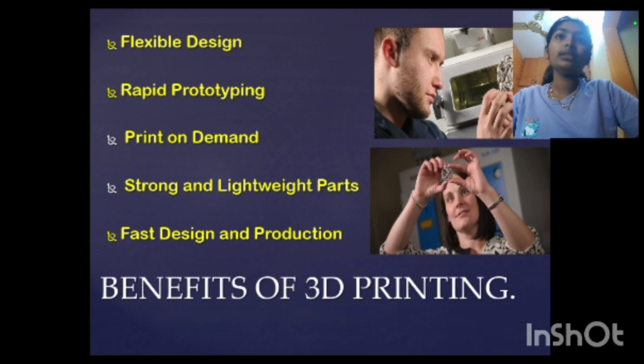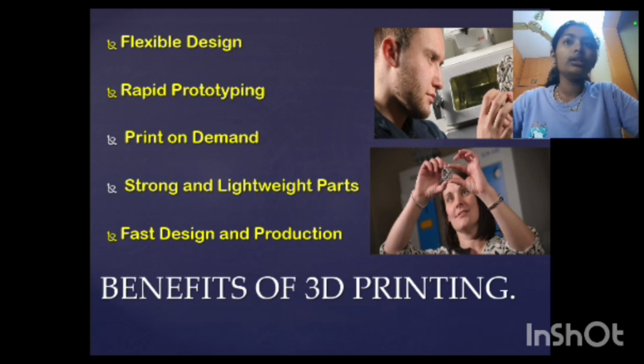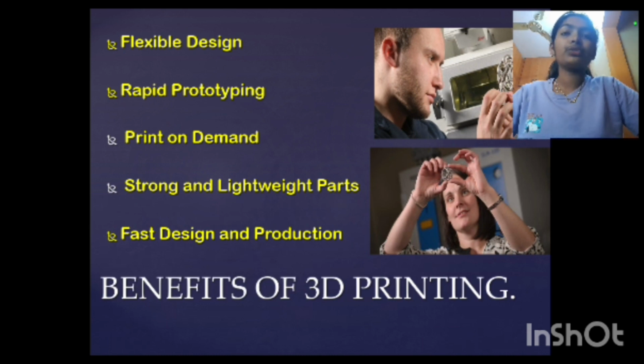Now, print on demand. Print on demand is another advantage as it doesn't need a lot of space to stock inventory, unlike traditional manufacturing processes. This saves space and cost as there is no need to print in bulk unless required. Now, strong and lightweight parts. The main 3D printing material used is plastic. Although some metals can also be used for 3D printing, plastics offer advantages as they are lighter than their metal equivalents. Fast design and production. Depending on a part's design and complexity, 3D printing can print objects within hours, which is much faster than molded or machined parts.